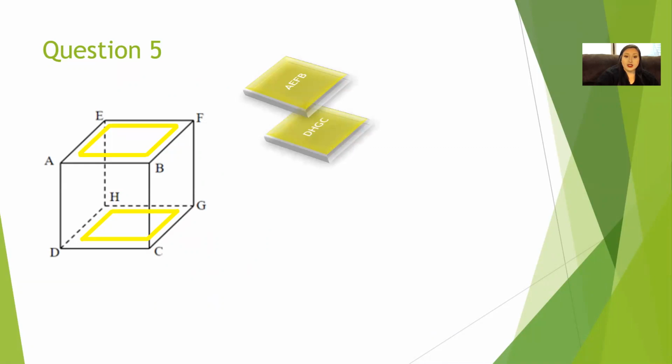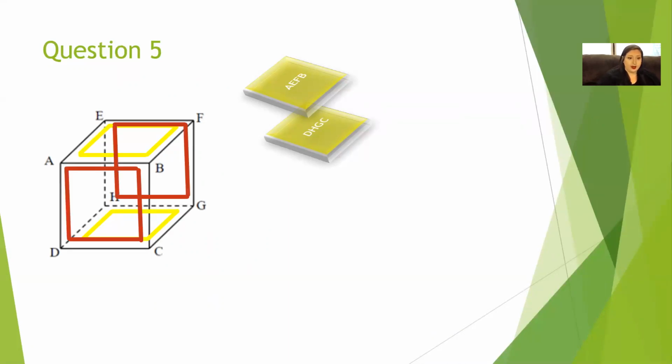So I'm showing it like this so that you know how the colors coordinate with being the top and the bottom, the sides, and the back and the front. So the yellow is going to be the top and the bottom. If we look at what letter is in each corner of the square that we have drawn in yellow, we've got A, E, F, B, and D, H, G, C for the top and the bottom.